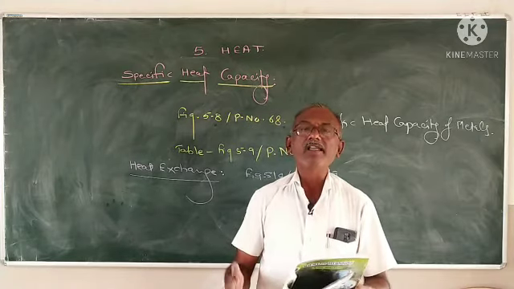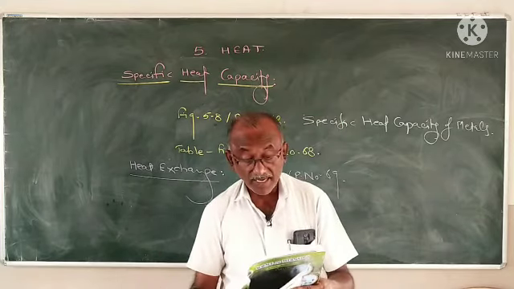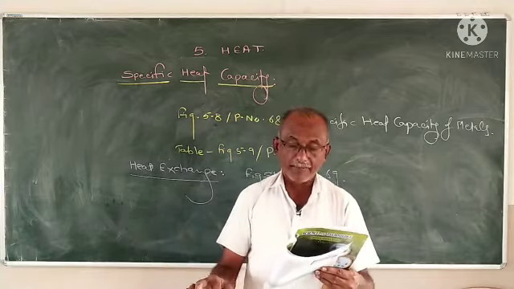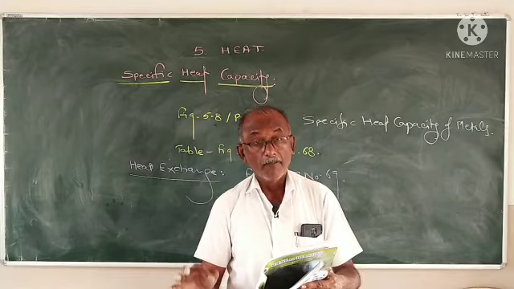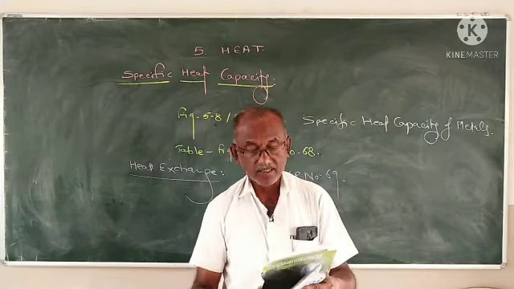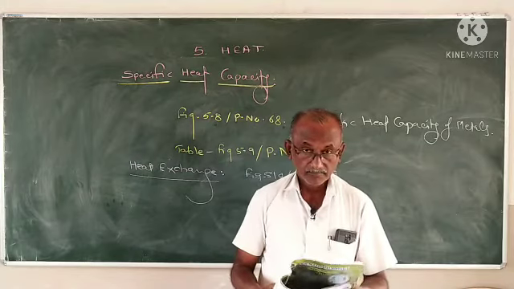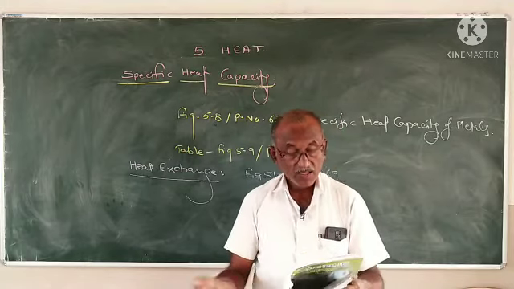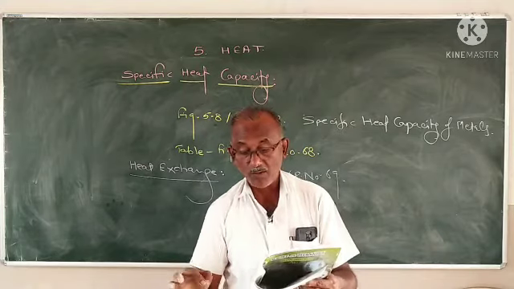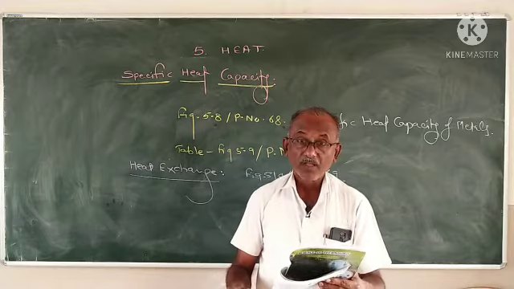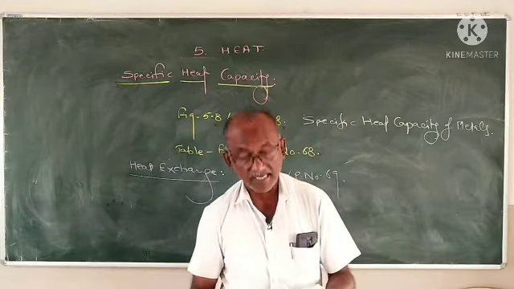Then what is the clear definition of specific heat? The amount of heat energy required to raise the temperature of a unit mass of an object by 1 degree Celsius is called the specific heat of the object. I am repeating the definition. The amount of heat energy required to raise the temperature of a unit mass of the object by 1 degree Celsius is called the specific heat of that object.